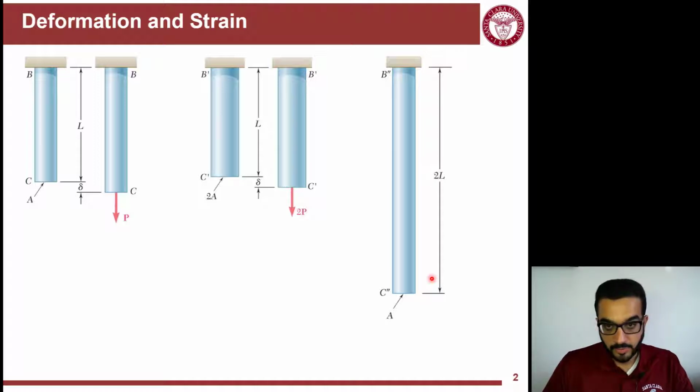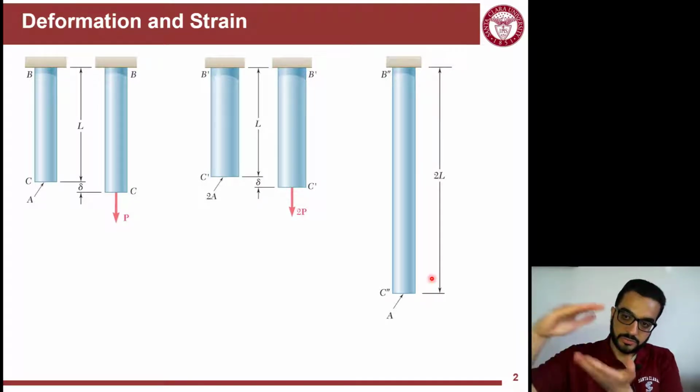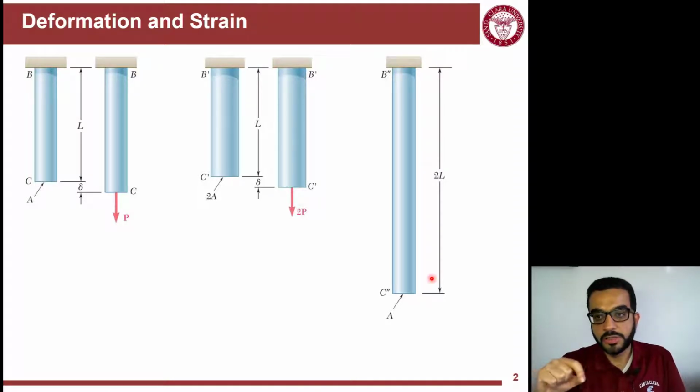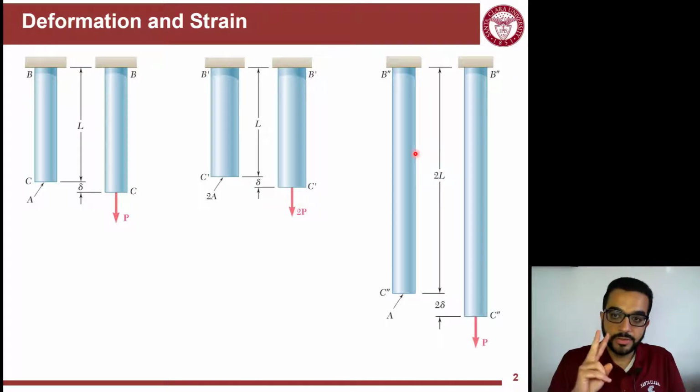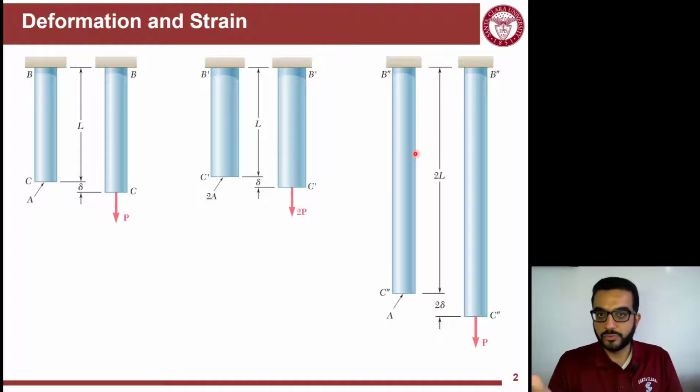If you think about it, if I had the same cross-section with length L, when I apply P it results in delta elongation. But now I have double the length, two L's. If you draw the normal internal force diagram, the whole length of the member is experiencing P internal force. So you will have double the elongation, because you have the same force and the same cross-sectional area, but now the length is longer.